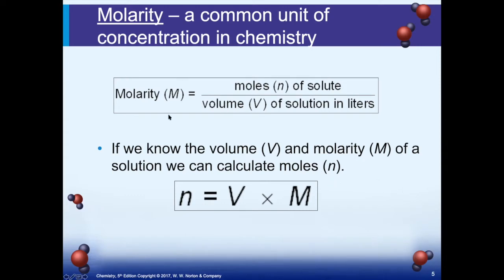So if we rearrange this equation, if the molarity equals moles per liter, then I can multiply both sides by the number of liters, the volume, and I isolate the number of moles, which we're going to represent with a lowercase n. So the number of moles is equal to the volume in liters times the molarity, because this equation is just rearranging the definition of molarity. If we know the volume and we know the molarity, we can calculate the number of moles.